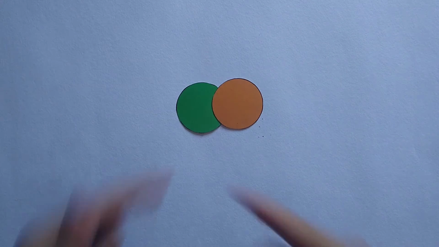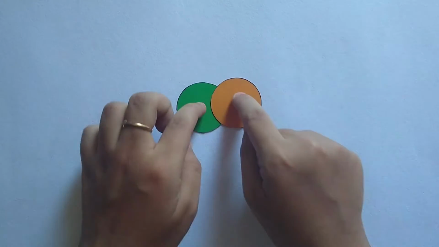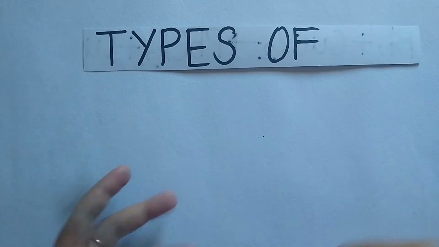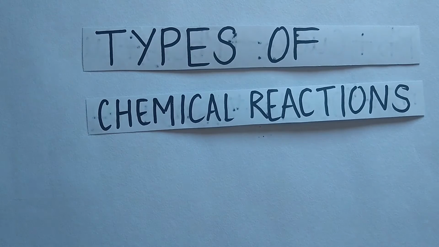So let us continue with the first chapter in chemistry, which is chemical reactions and equations. What did we previously learn? We learned that any chemical reaction either makes a bond or breaks a bond, right? Now, because of this making and breaking of a bond, there are different types of chemical reactions. So today we will be learning about different types of chemical reactions.